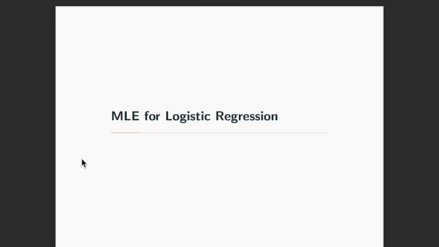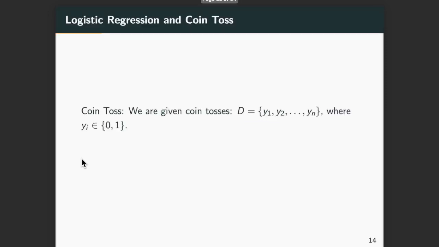Now we want to do the same thing, but for logistic regression. Right? So to understand logistic regression, I always want to go back to coin tosses because that helps us relate the Bernoulli distribution as well as the logistic regression function. So in coin toss, I've purposefully changed the variable of concern here. I'm looking at coin tosses. I'm given a data set of y1 to yn, where each yi is either 0 or 1, 1 indicating a head, 0 indicating a tail.